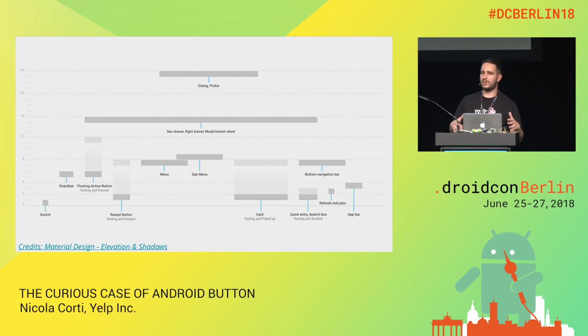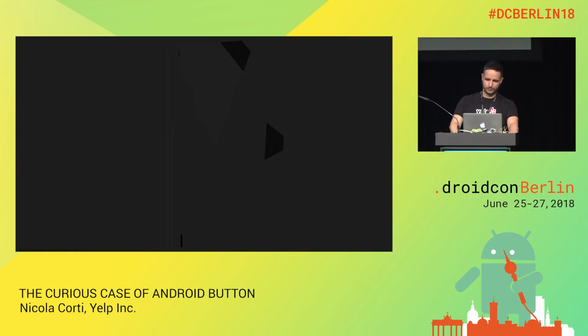There is something that we want the user to interact with, and it will have a higher elevation. The higher the elevation, the darker the shadow will be. But to really understand how the shadow is computed on Android, we need to know what the light system is.